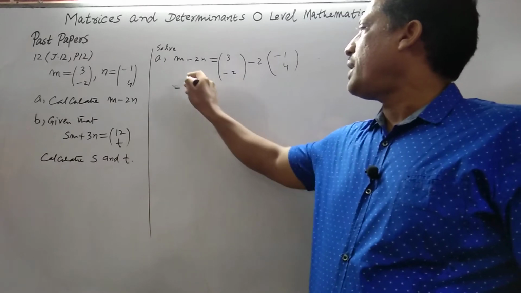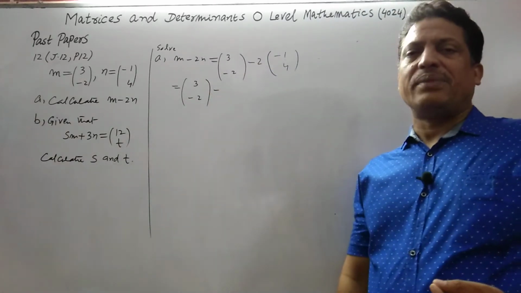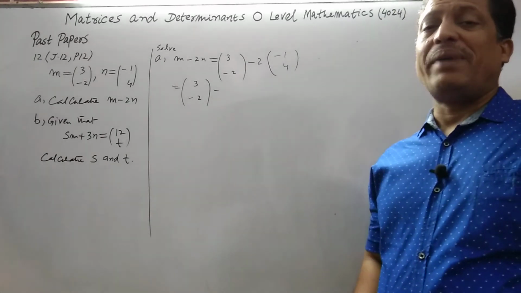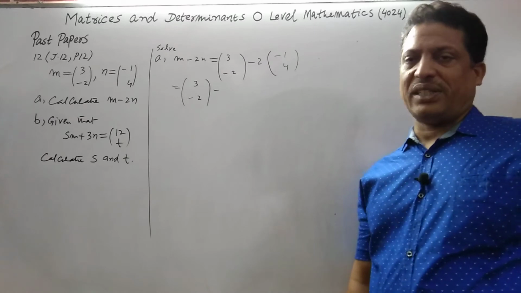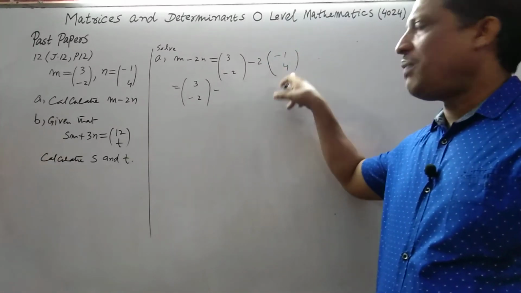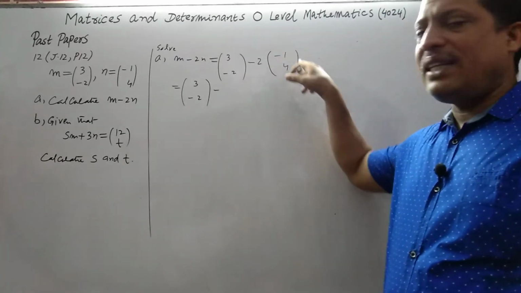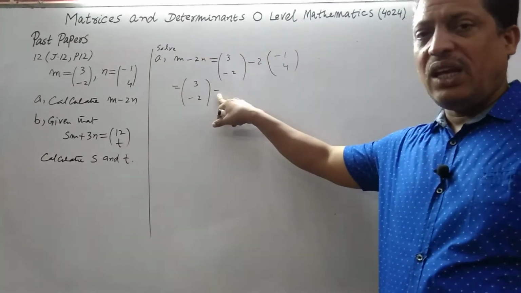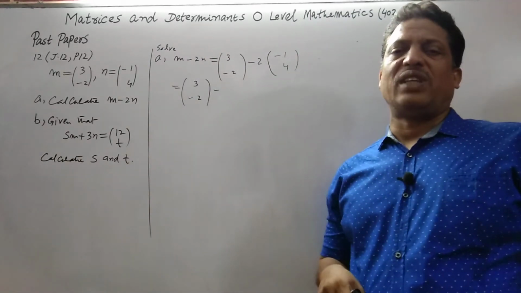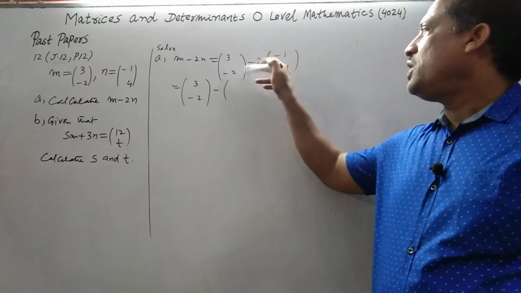When we multiply a number by a matrix, it means we have to multiply the number by each and every element of the matrix. So 2 must multiply by minus 1 and 2 must multiply by 4. Now we have two options. Whether we multiply minus 2 by the matrix and then put the plus sign, or we multiply just 2 to the matrix and subtract both of them. So the second option is better. We just multiply by 2.